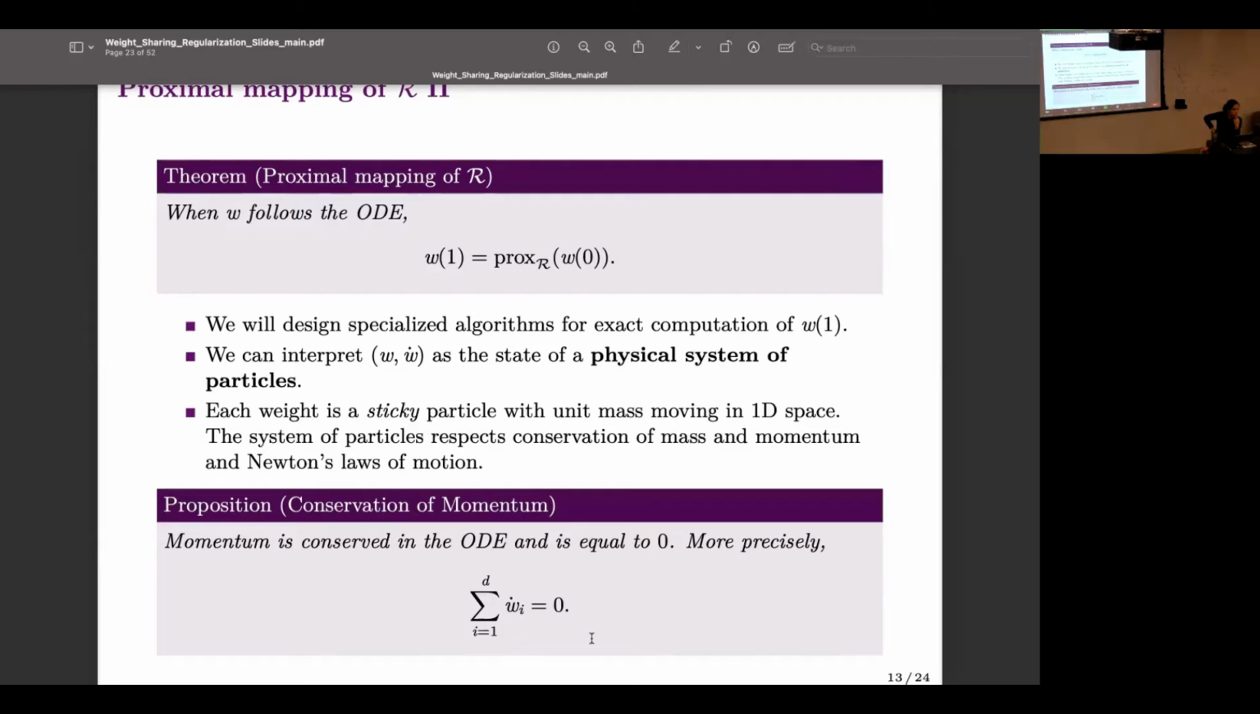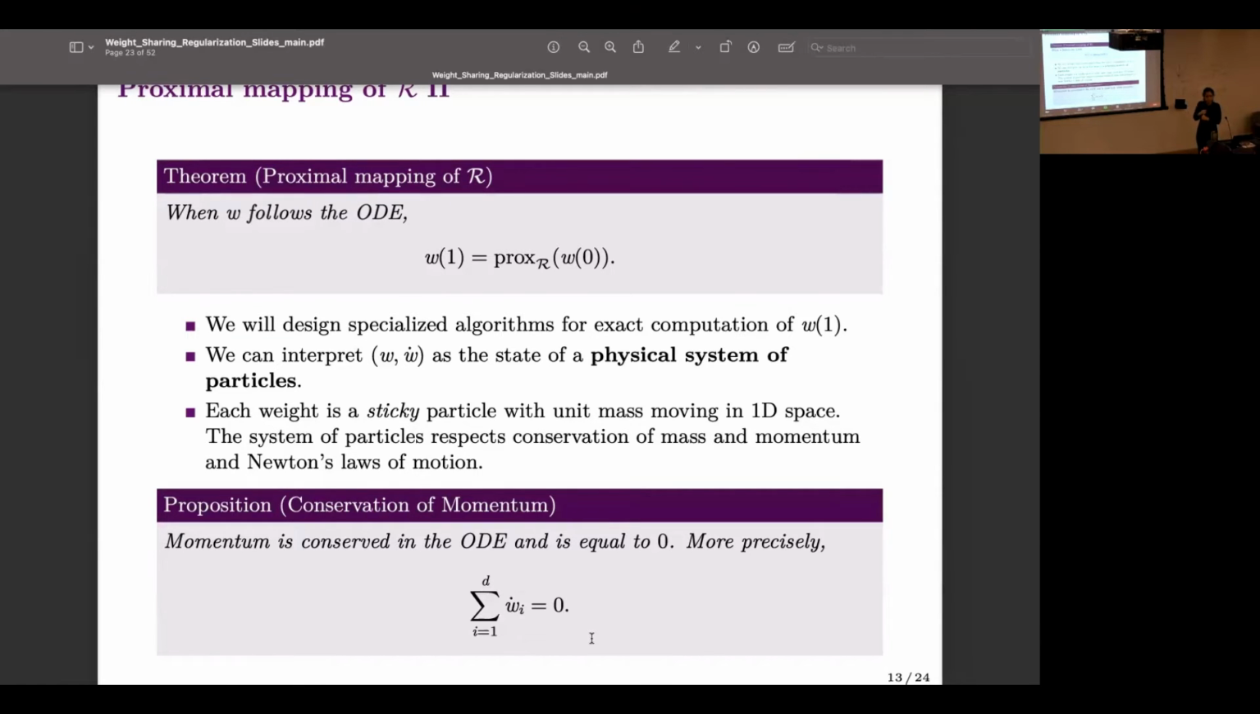I just wanted to clarify, so this is one of your contributions? Yes, we introduced the ODE, that was our contribution, and then we had to prove how we get the prox from the ODE. This is how we get it.